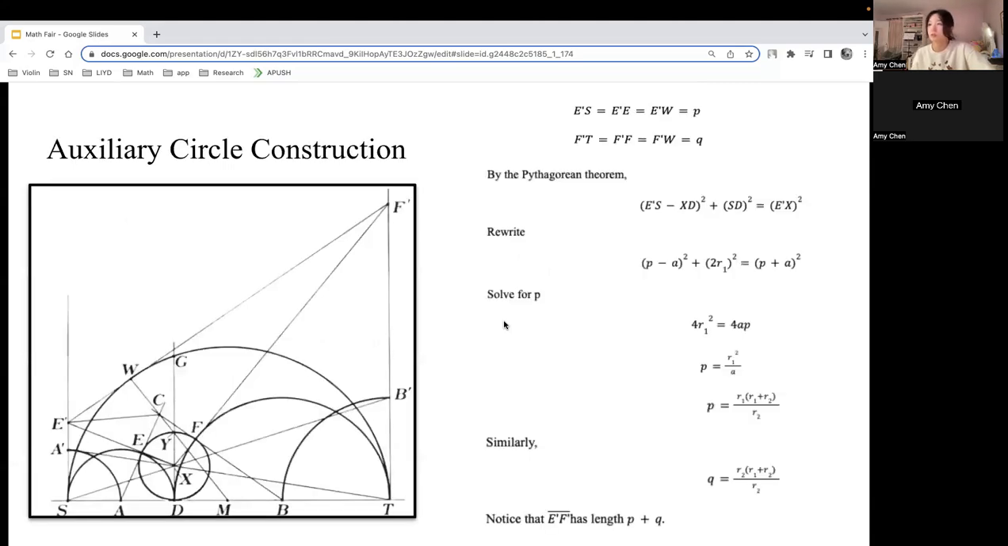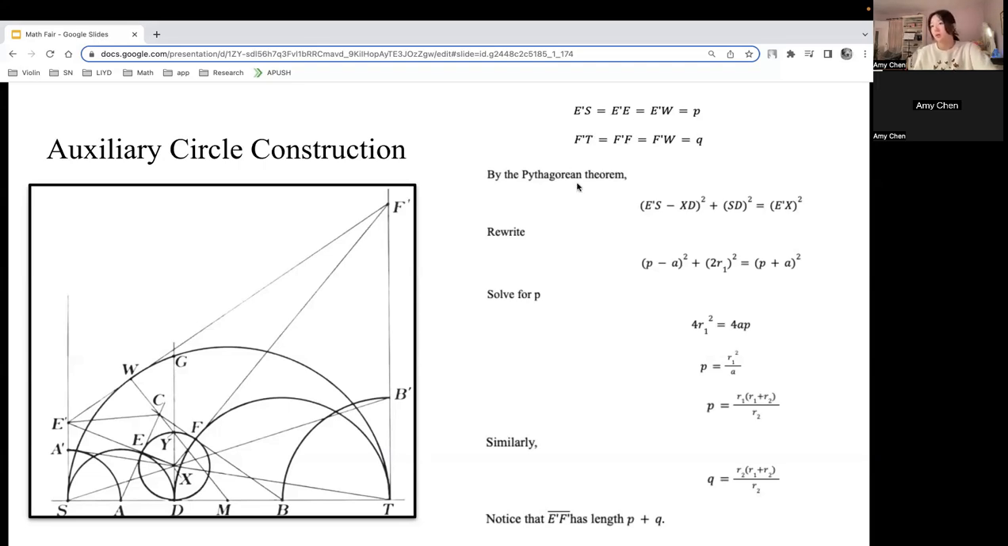Now to construct the auxiliary circle. Construct a circle centered at X that passes through D. Label its points of intersection with semicircles A and B as points E and F respectively. Because the circle has radius DX equals a, radii EX and FX equal a. Because tangents to a circle from an outside point are congruent, denote segments E prime S equals E prime E equals E prime W equals P. Similarly, this formula holds true.